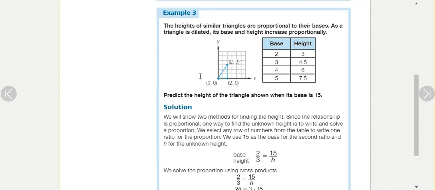The heights of similar triangles are proportional to their bases. As a triangle is enlarged, dilated, its base and height increase at a proportion. They give us the table, always makes it nice. Predict the height of the triangle shown when its base is 15. There are 2 ways we can do this. I bet the one way you may like the best, because it's kind of like what we were just doing, is find out what the constant is by taking y and dividing it by the x on the left always. That's the input. That comes out to 1.5, 1.5. And they said it's proportional. We can double check.